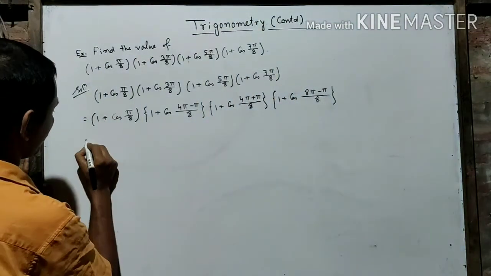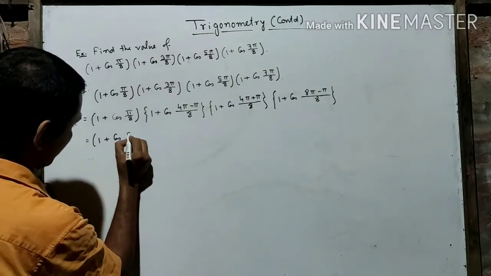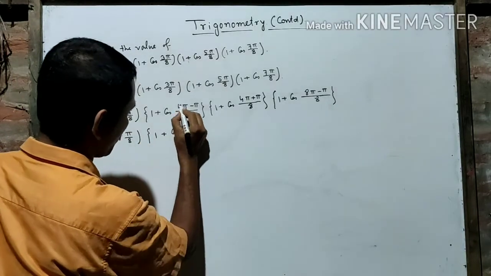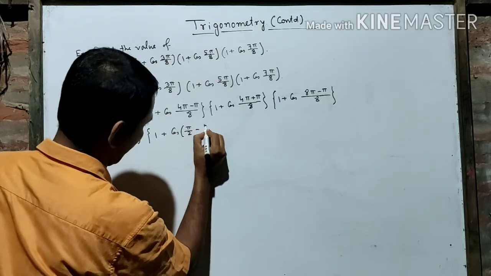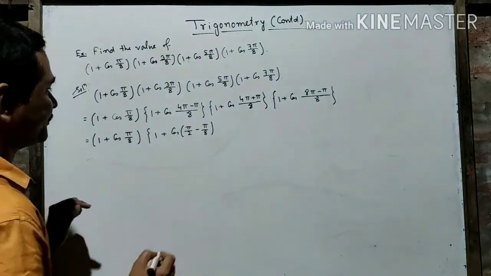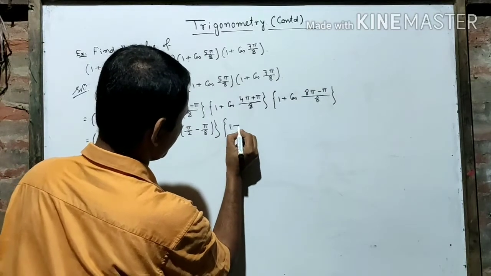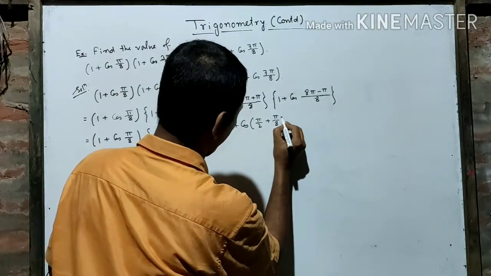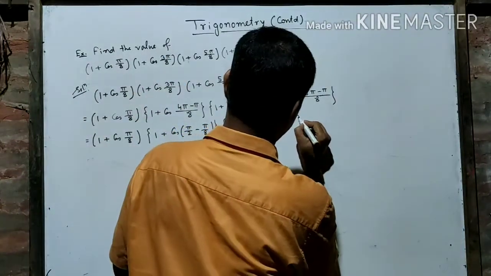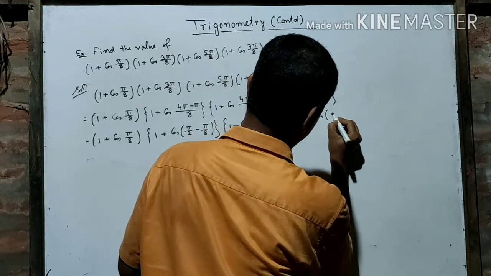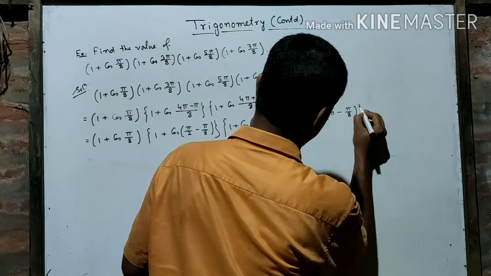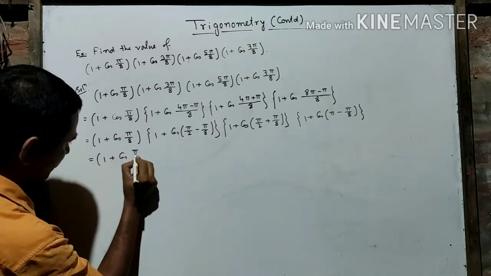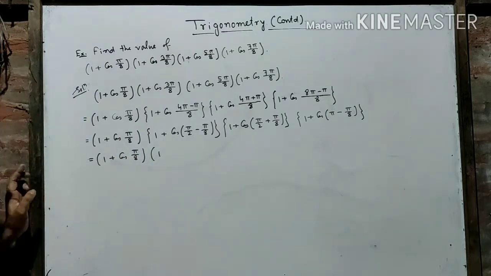So this is 1 plus cos pi by 8. This is 1 plus cos, 4 pi by 8 means pi by 2 minus pi by 8. This is 1 plus cos pi by 2 plus pi by 8. This is 1 plus cos pi minus pi by 8.